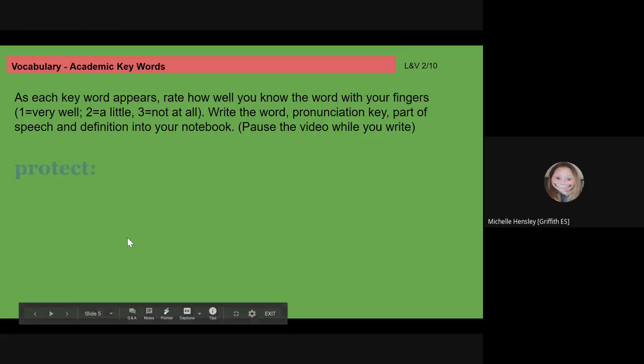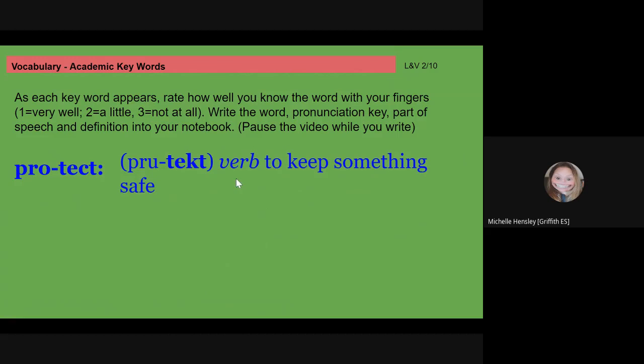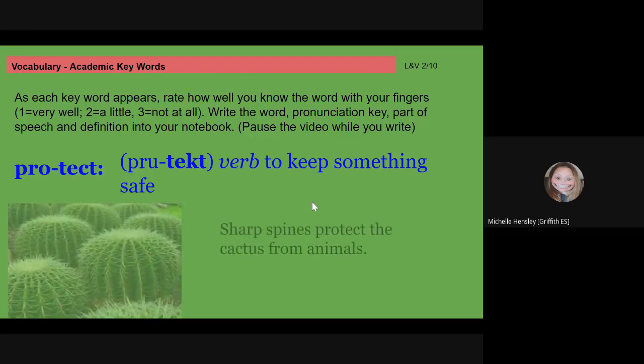And our next word is protect. How well do you know protect? Is that a 1, 2, or 3 from you? Protect. Protect has 2 syllables, and it's a verb. It's an action word, and it means to keep something safe. So I protect my little 8-pound dog, but she thinks she protects me. Okay? Protect, to keep something safe.